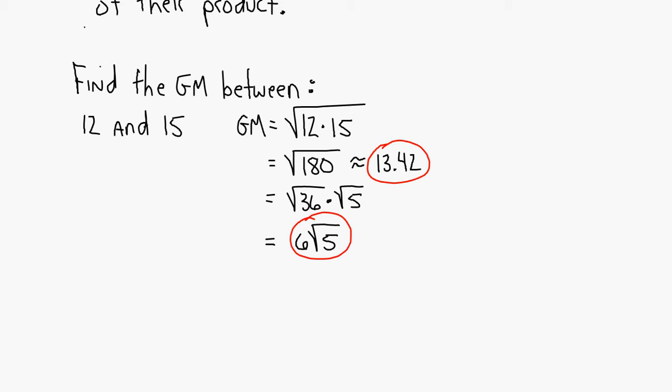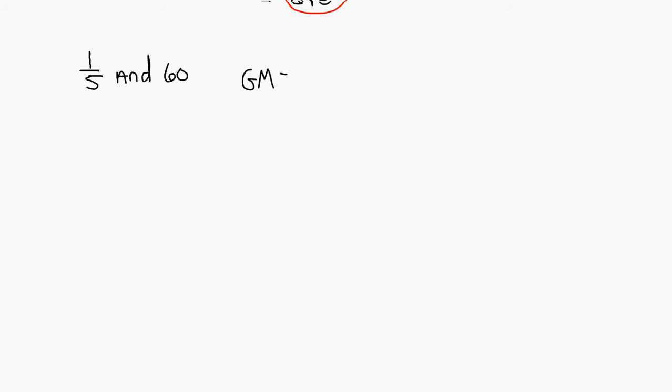Find the geometric mean between 1/5 and 60. So the geometric mean is going to be equal to the square root of 1/5 times 60. Isn't that the square root of 12? That's 3.46.